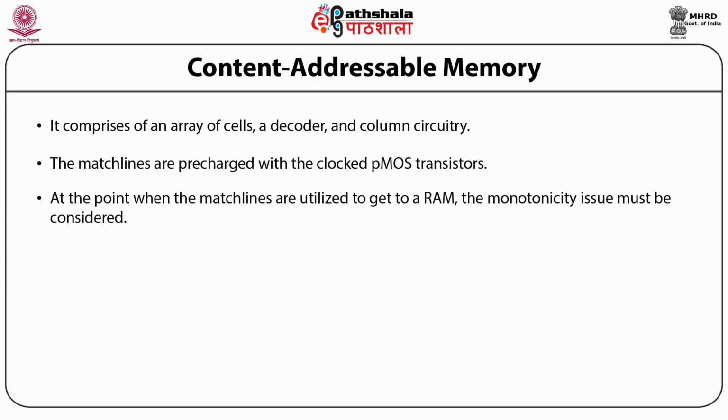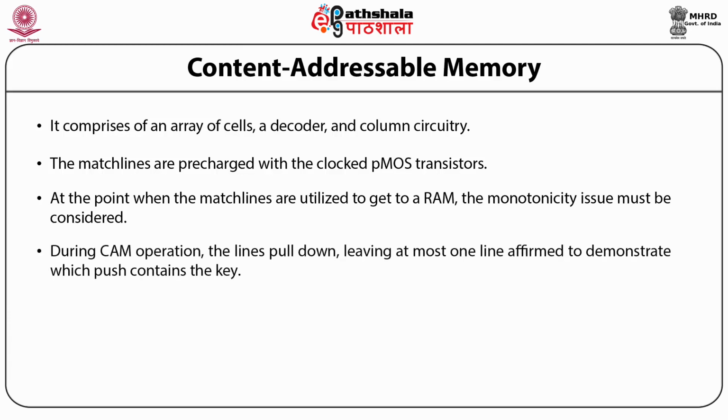When the match lines are utilized to access a RAM, the monotonicity issue must be considered. At first, all the match lines are high, so during CAM operation, the lines pull down, leaving at most one line asserted to indicate which row contains the key. However, the RAM requires a monotonically rising word line.